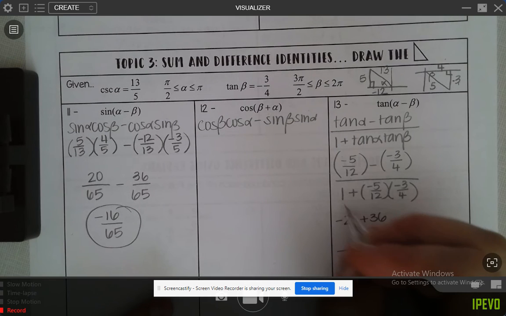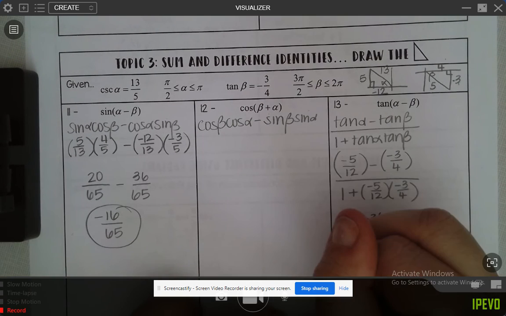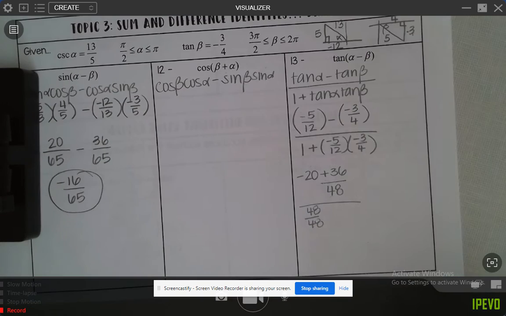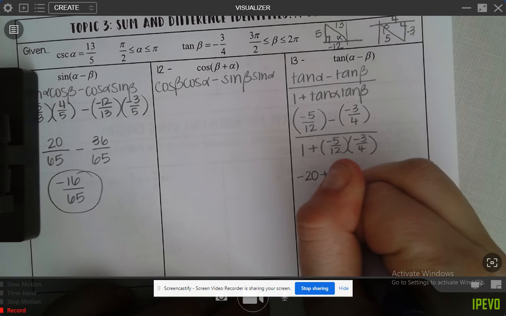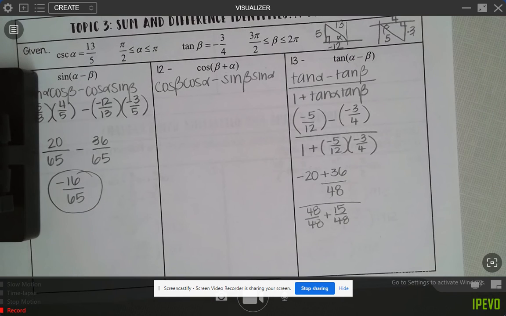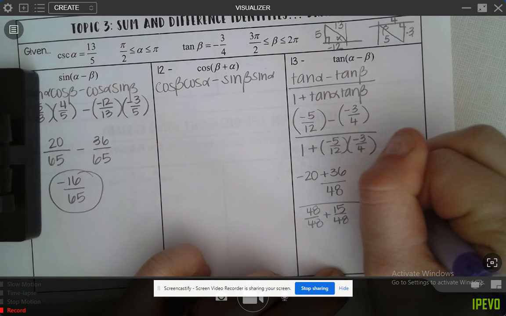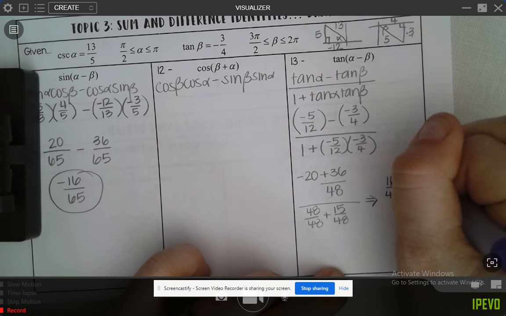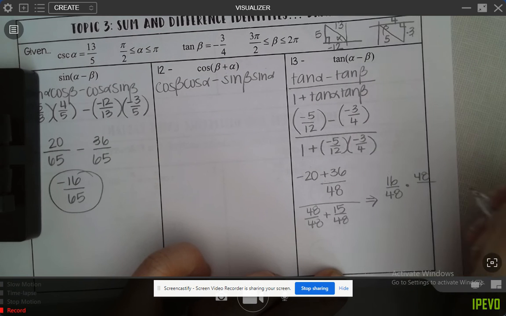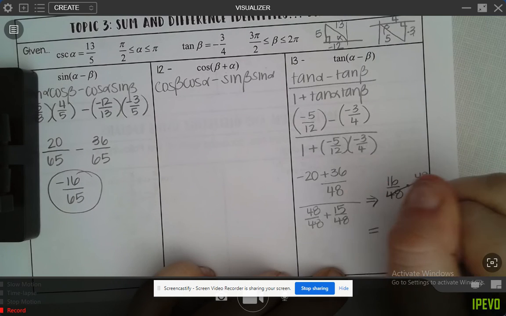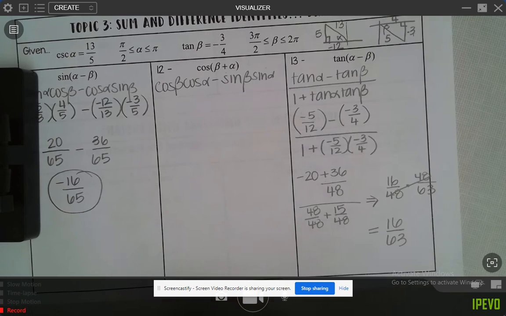Divided by. You have to get a common denominator down here as well. So this is 48 over 48. Plus 15 over 48. Yeah? So this becomes 16 over 48 times 48 over 63. What do you notice? The 48's cancel, so your final answer is 16 over 63.